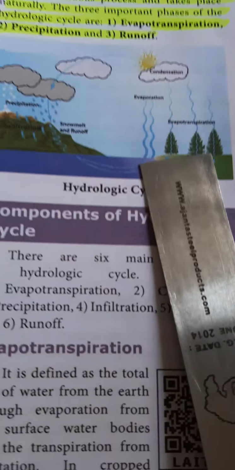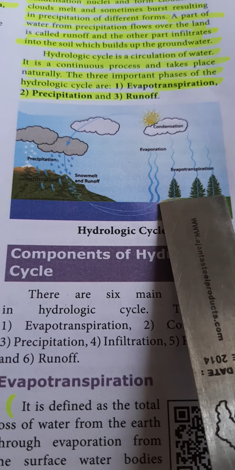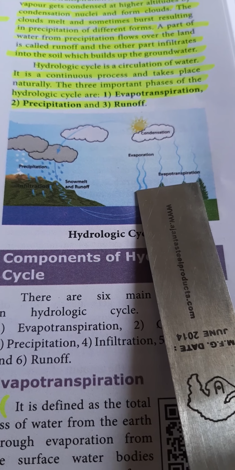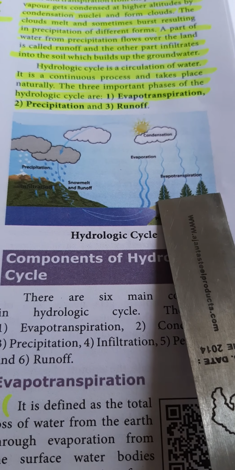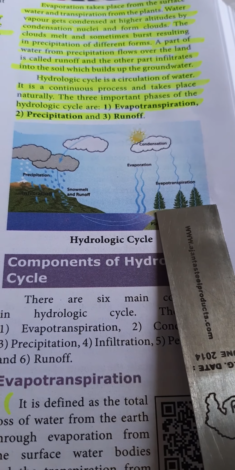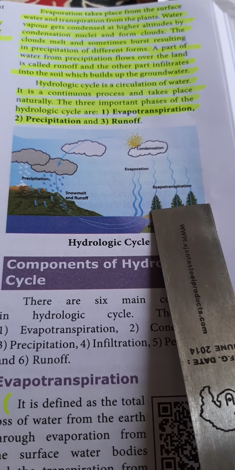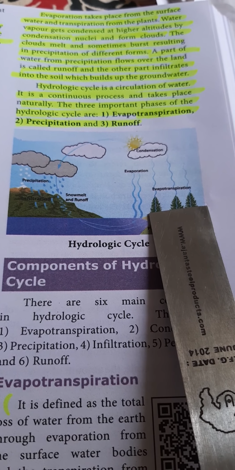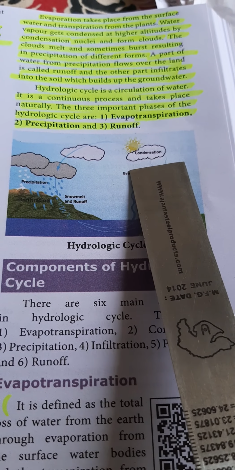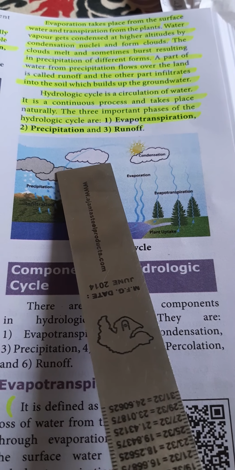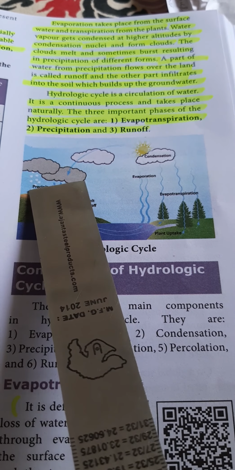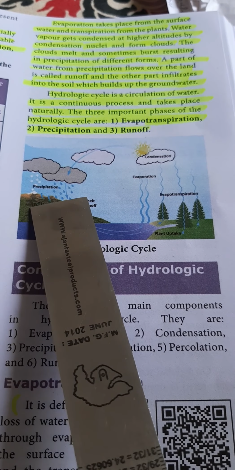Evaporation. See this picture. Evaporation takes place from the surface water and transpiration from plants. Water vapor gets condensed at high altitude by condensation nuclei and forms the clouds. The clouds melt and sometimes burst, resulting in precipitation in different forms.